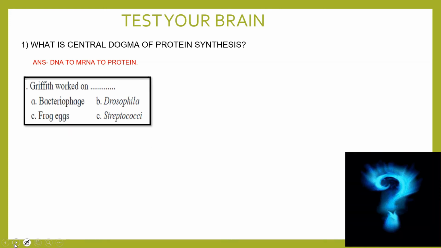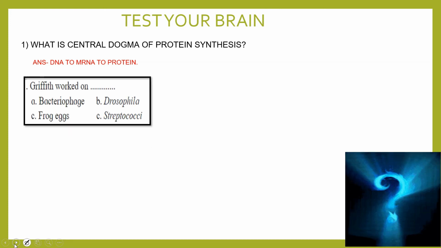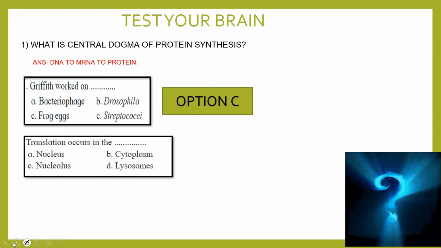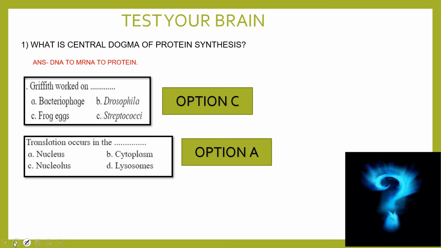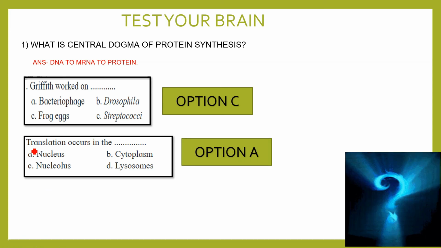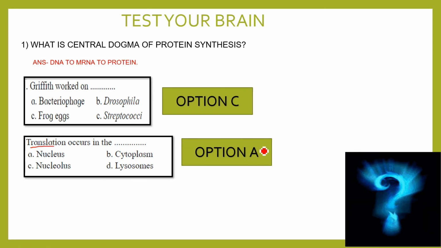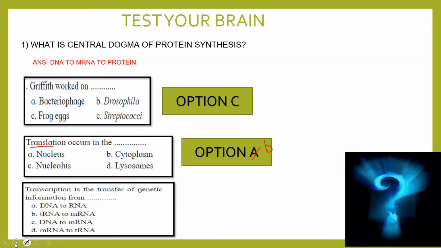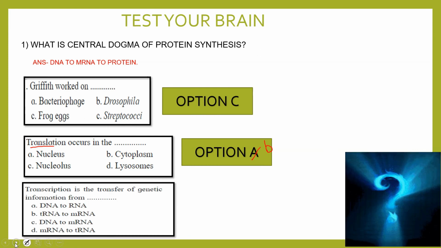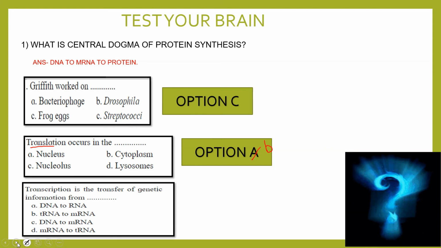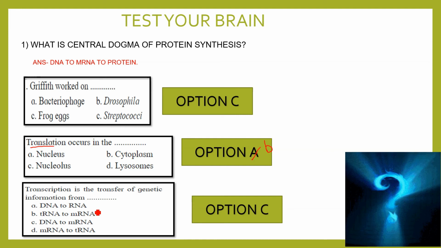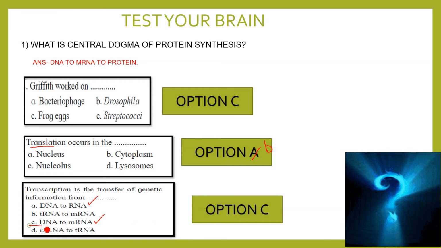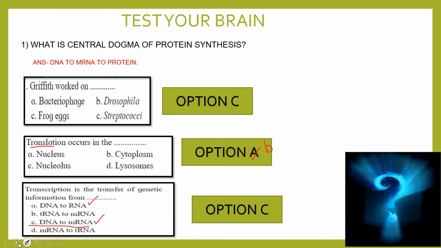Your MCQ: Griffith worked on which organism? He worked on streptococci. Your next question: translation occurs in the cytoplasm, and the option should be B and not A. Your third question: transcription is the transfer of genetic information from, option C. There are two options given, DNA to RNA and DNA to mRNA. You will consider option C, that is DNA to mRNA.